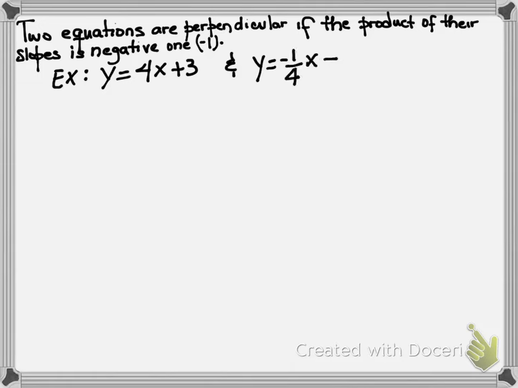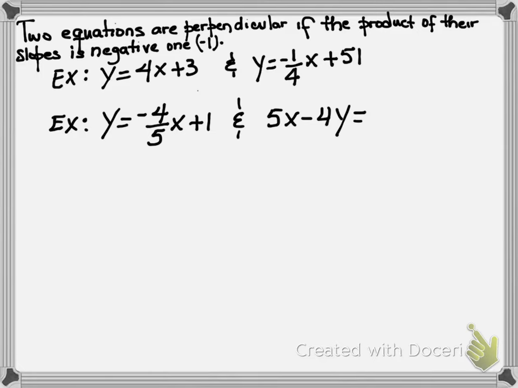We have y equals 4x plus 3 and y equals -1/4 x plus 51. If we were to take 4 times -1/4, that would equal -1. Let's look at another one. y equals -4/5 x plus 1, and the equation, of course, 5x minus 4y equals 12.